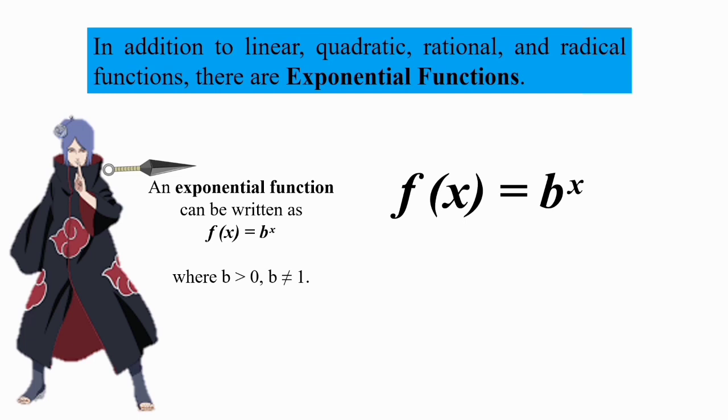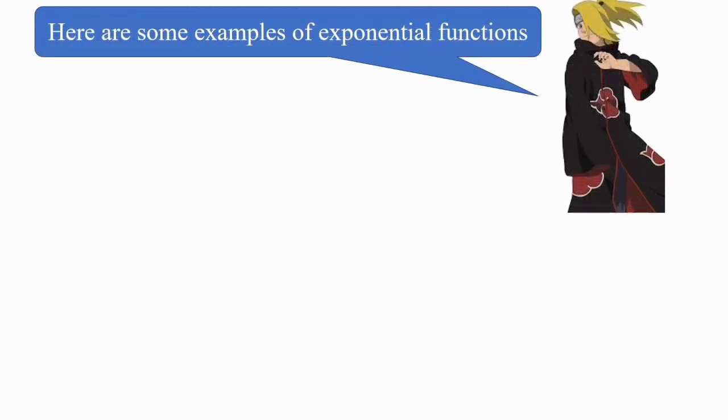F of x is equal to b raised to the power of x. Your b is your base. Your base should be constant, and your exponent should consist of a variable. Here are some examples of exponential functions.